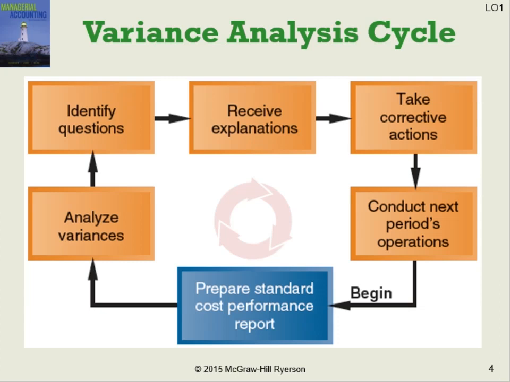So essentially the way a standard cost performance or variance report works is we begin by preparing a standard cost performance report. So we compare the actual experience with our expectations as determined by the standard costs. Then we analyze the variances from those standard costs and identify exceptions that we want to manage. So identify questions that we need to ask or need to understand. Why is it that you were so far over on your direct materials budget?